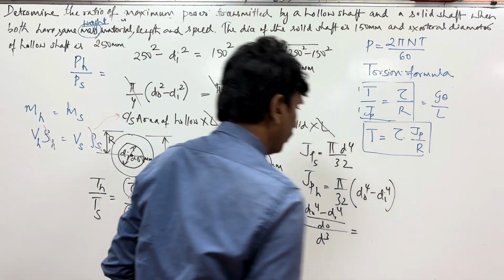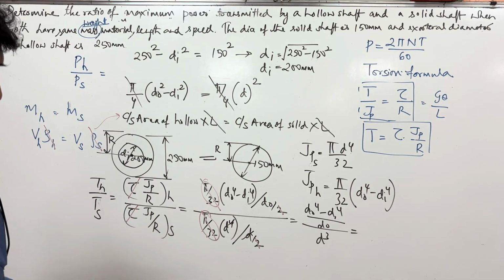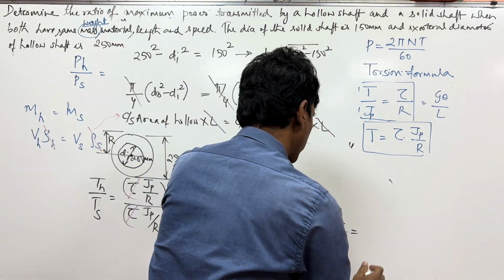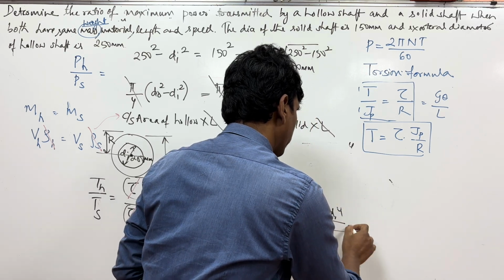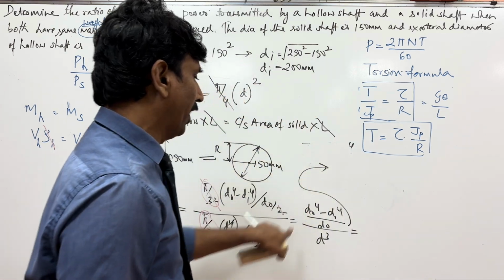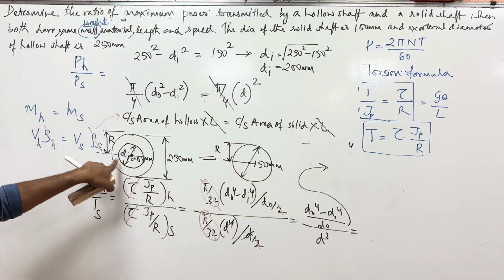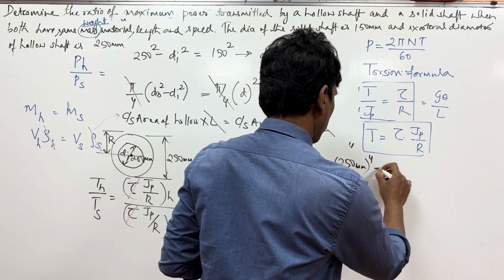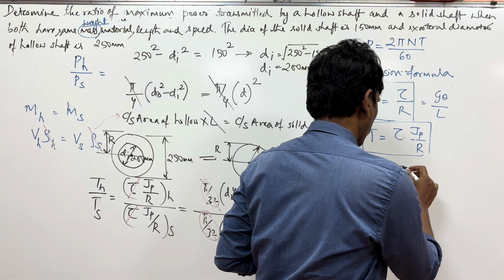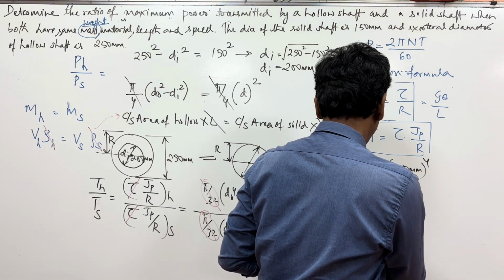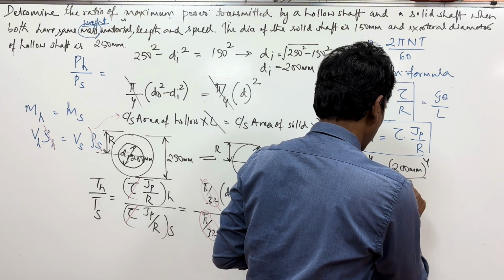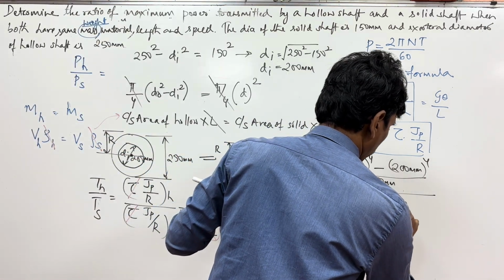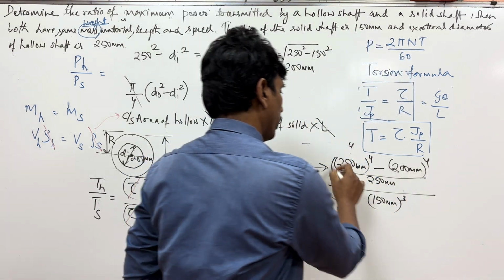Okay. So once you have done that, you can substitute the values here. What is d naught here? 250. So 250 mm to the power of 4 minus 200 mm to the power of 4, divided by d naught, which is 250 mm, all divided by d cube. So how much is d? 150 mm cube. So this divided by this.